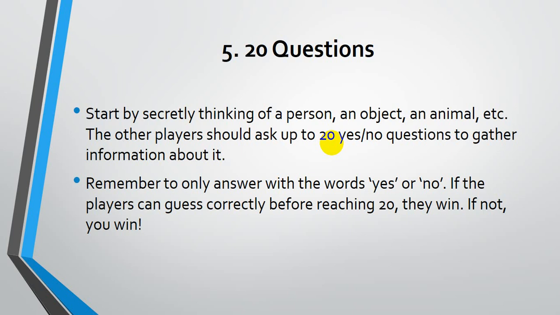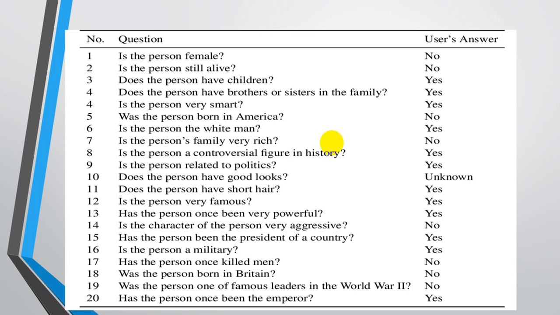If not, you can lose. So you have to guess before reaching 20. Here are examples of yes or no questions. They start with a helping verb like do, does, or is, am, are, or was, were, have you, or has she. Number 1 until number 20.